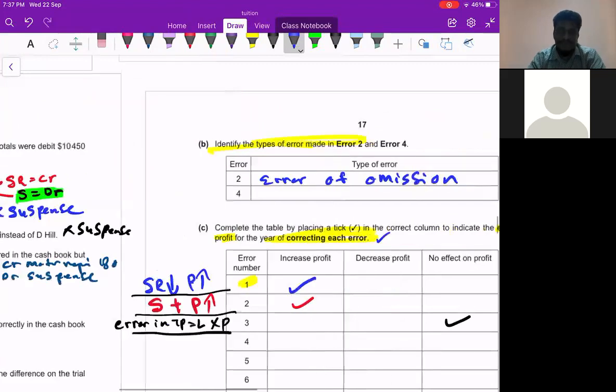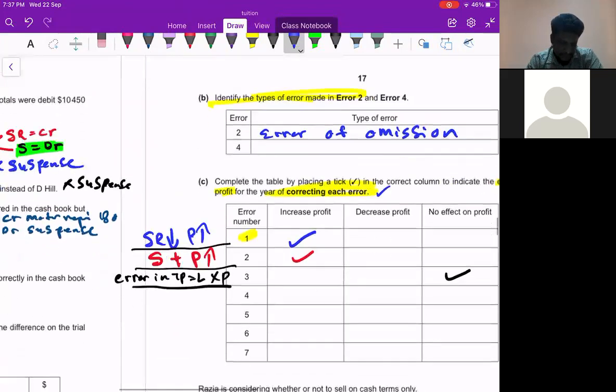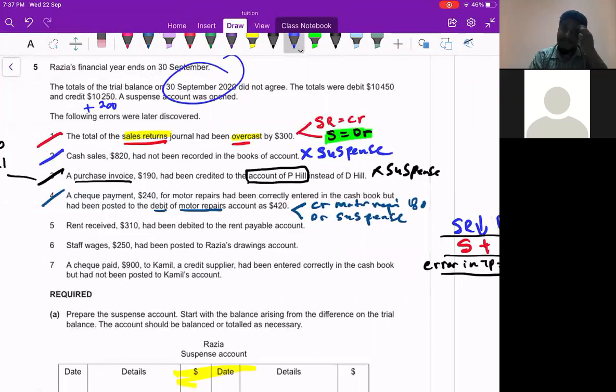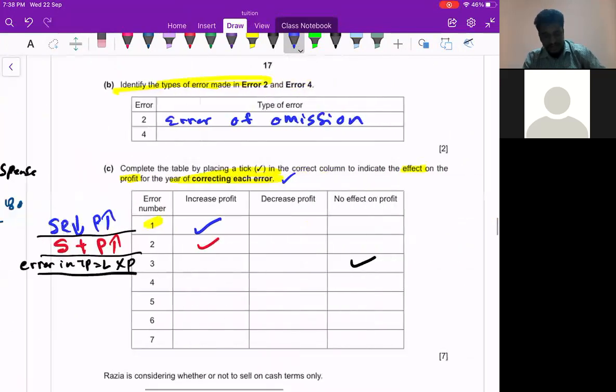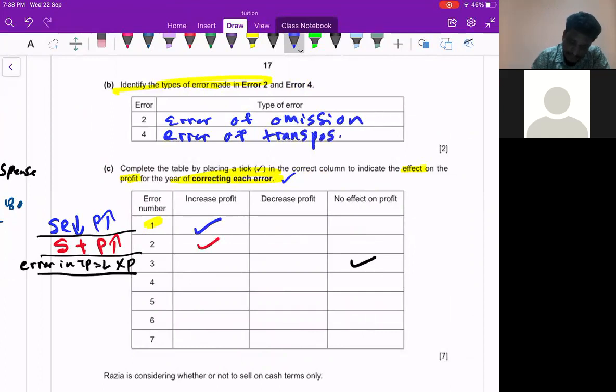What mistake is this? Okay, this one there's no fixed name. You can write error of transposition in one account, or you can say error of wrong amount in one account. There's no fixed name for this error actually.